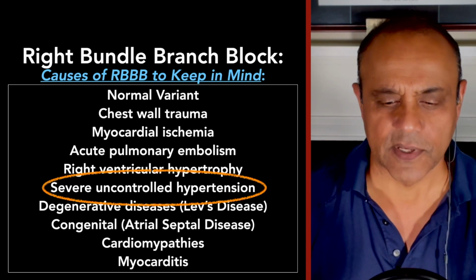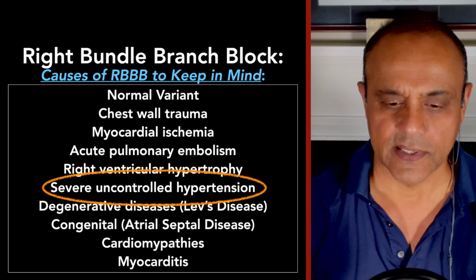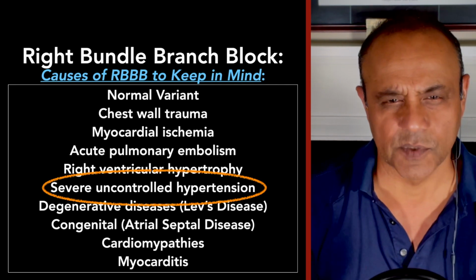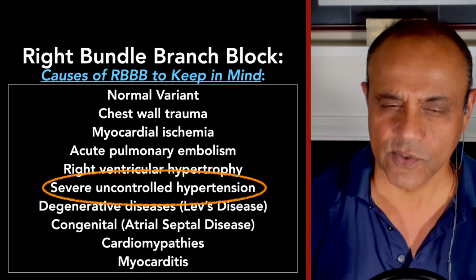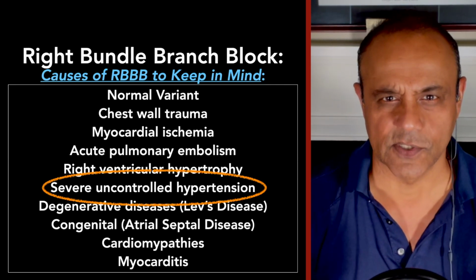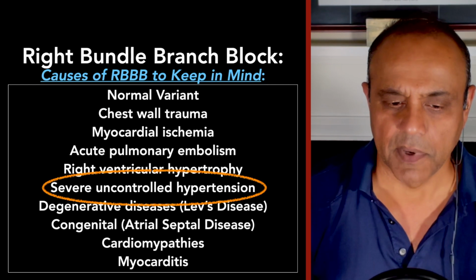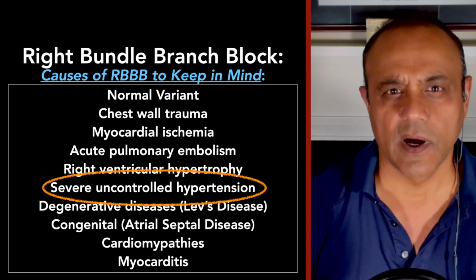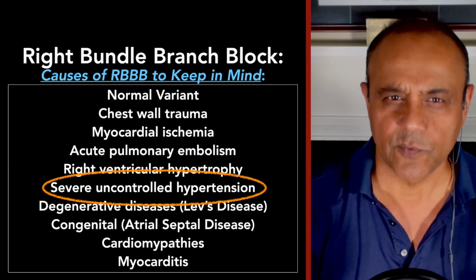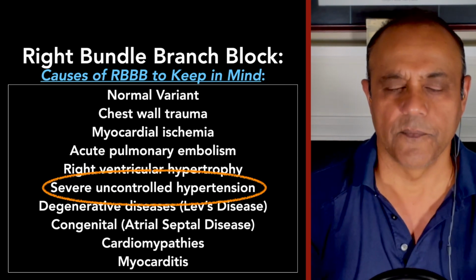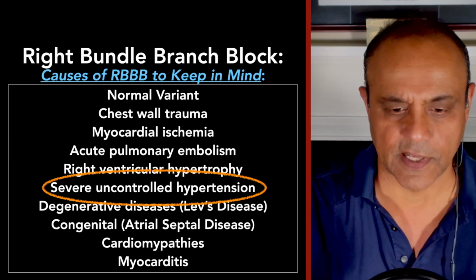And let's not forget about things like Lev's disease. We've talked about this in the past. Congenital problems, especially in kids, cardiomyopathies, and myocarditis. So a wide range of causes for right bundle branch block pattern. But in this case, severe hypertension can certainly give you the same pattern because of the increased RV pressures putting pressure on the right bundle itself.